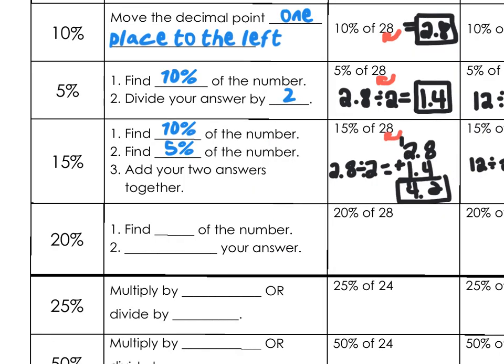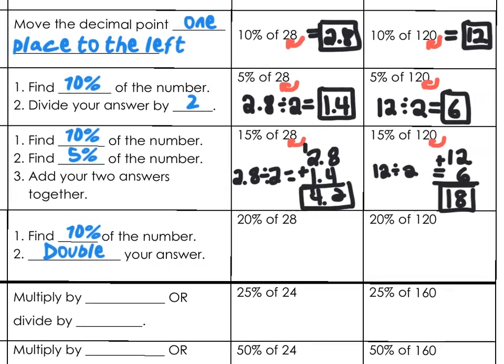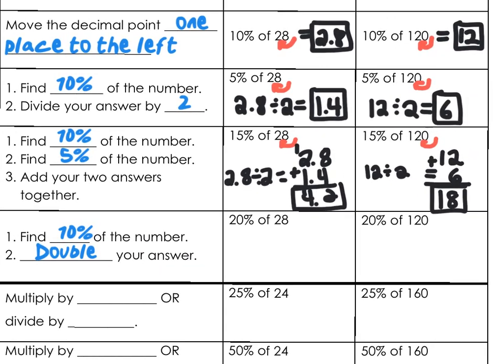Now the 20% rule involves using the 10% rule. So the 20% rule is you're going to find 10% of the number, which we know how to do now, and then you double your answer because 20 is double 10. So let's try that with this one.